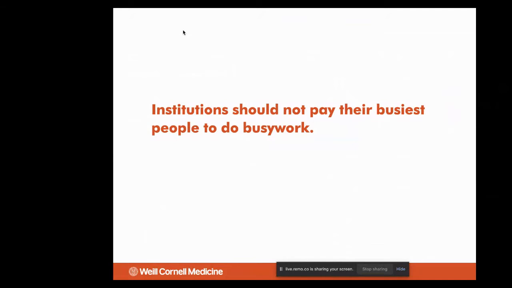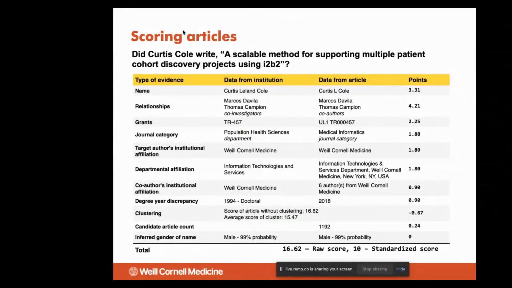This is a lot to take in, but basically what we have here is a series of different types of evidence. And what we're doing is comparing data from the article to data from the institution. So as an example, in that second line there are 2 people listed on this candidate article as being co-investigators with our target scholar. And these people also appear as co-authors on the article itself. So that immediately increases the likelihood that this article was written by our person in question. There's a variety of other evidence as well, and it's all quite interesting, but I don't have time to go into it.